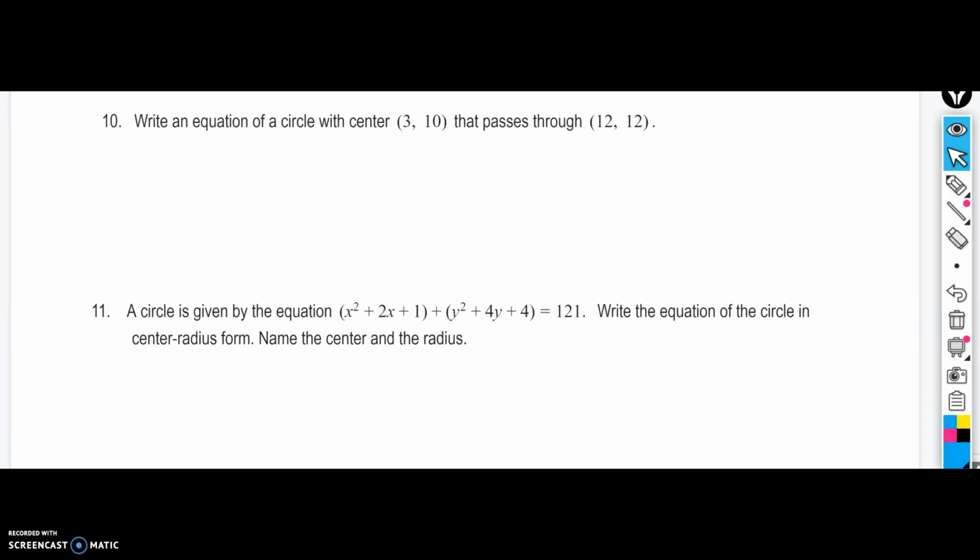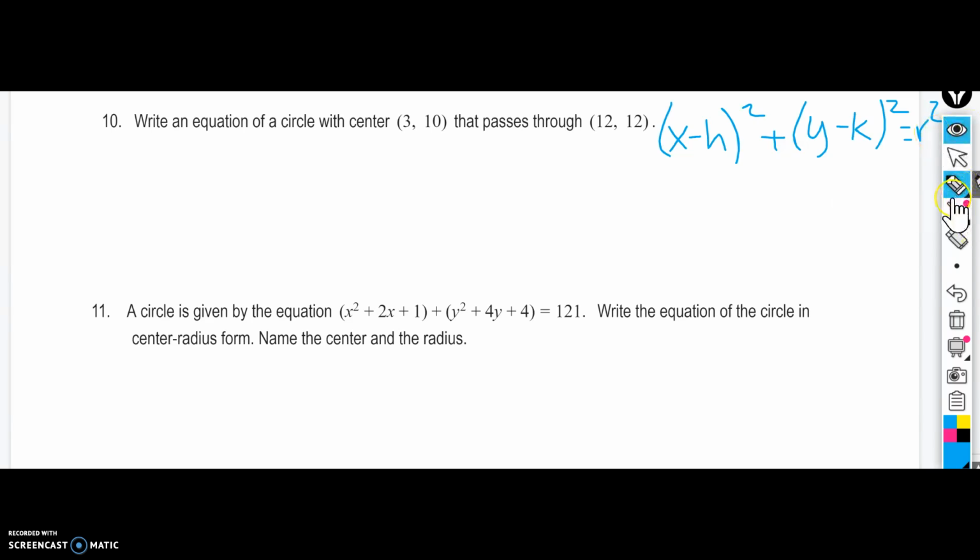Number 10 says to write the equation with a center that passes through a point. This one is tricky. So first of all, I'm going to write the equation of a general circle right here for us to refer back to and talk about the parts. So it's x minus h squared plus y minus k squared equals r squared, where h and k are my center.